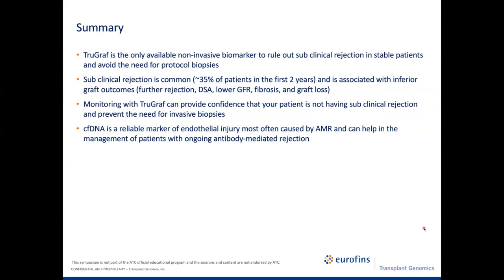Again, subclinical rejection is common. 35% of patients in a large cohort study developed it in the first 2 years and it was associated with inferior graft outcomes, which are important: further episodes of acute rejection, donor-specific antibodies, lower GFR, fibrosis, and graft loss. Monitoring with TruGraf can provide confidence that your patient's not having subclinical rejection and prevent the need for invasive biopsies. Or conversely, you can do a biomarker-guided biopsy that may detect subclinical injury and allow treatment. And again, cell-free DNA is a reliable marker of endothelial injury, most often caused by antibody-mediated rejection. It can help in the management of patients with ongoing antibody-mediated rejection.